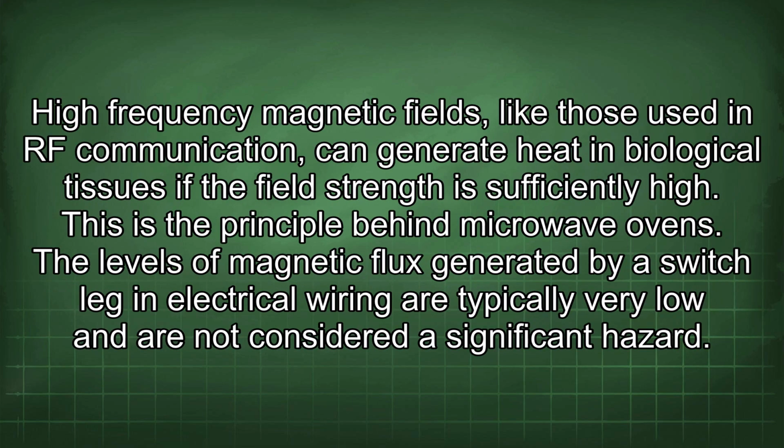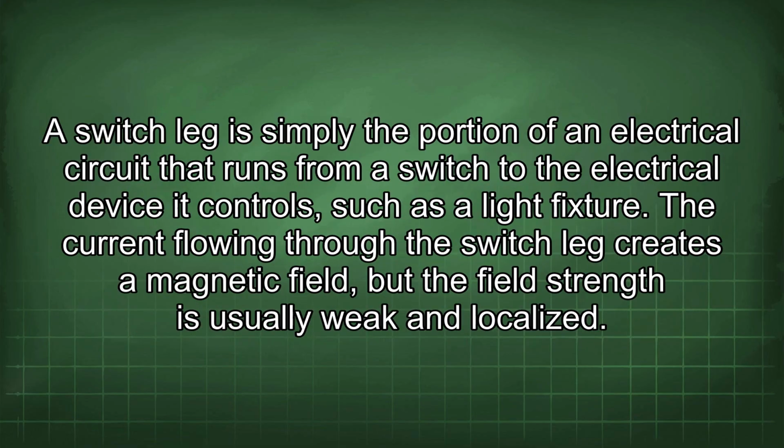High-frequency magnetic fields, like those used in RF communication, can generate heat in biological tissues if the field strength is sufficiently high. This is the principle behind microwave ovens. The levels of magnetic flux generated by a switch leg in electrical wiring are typically very low and are not considered a significant hazard. A switch leg is simply the portion of an electrical circuit that runs from a switch to the electrical device it controls, such as a light fixture. The current flowing through the switch leg creates a magnetic field, but the field strength is usually weak and localized.